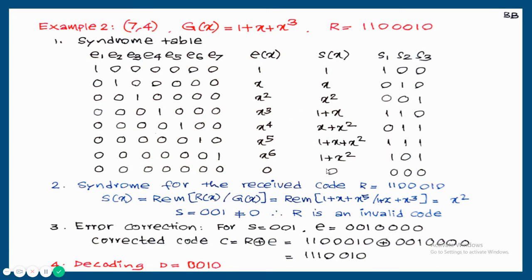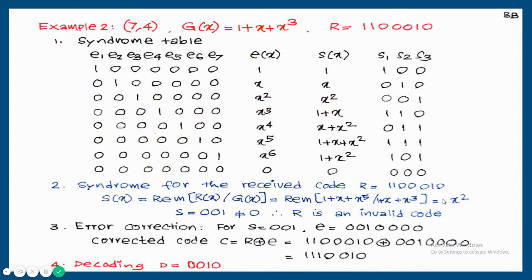Second, syndrome for the received code. So we will calculate the syndrome for the received code. That is, R is given 1100010. That is the given received code. And for the given received code, syndrome S of x is equal to remainder of R of x upon G of x. That is remainder of 1 plus no x square, no x cube, no x raised to 4, x raised to 5. So 1 plus x raised to 5 upon generator polynomial 1 plus x cube. That is written here.